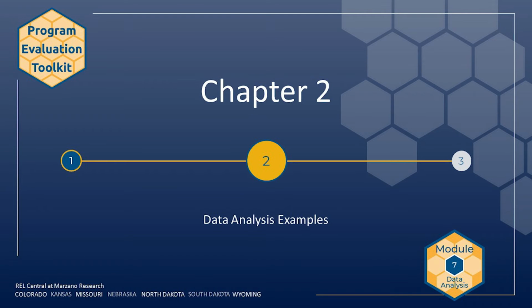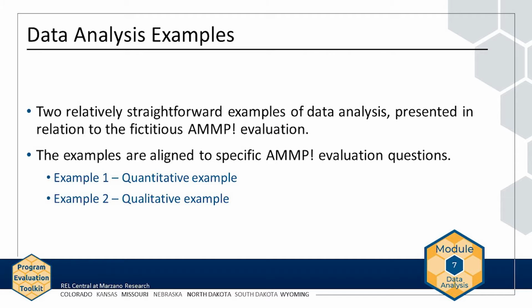Module 7, Chapter 2. Welcome to the second chapter of Module 7. In this chapter, you will explore some examples of common data analysis methods. This chapter focuses on two relatively straightforward examples of data analysis, presented in relation to the fictitious AMP evaluation.